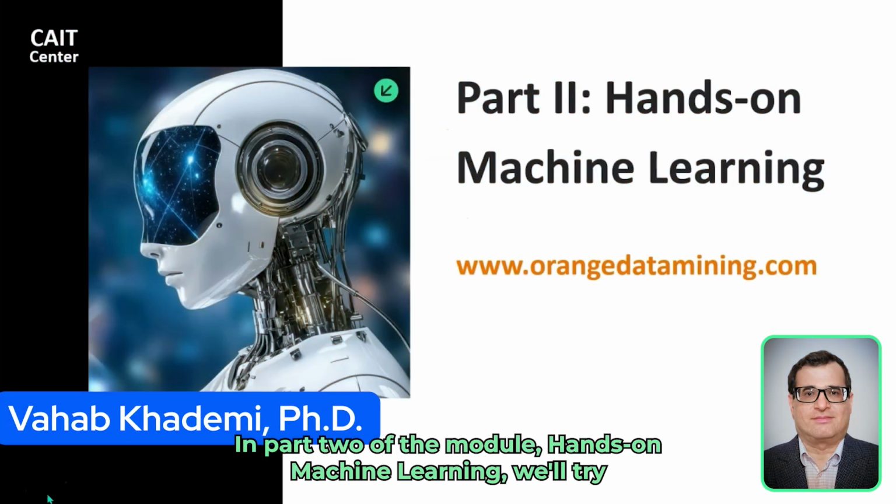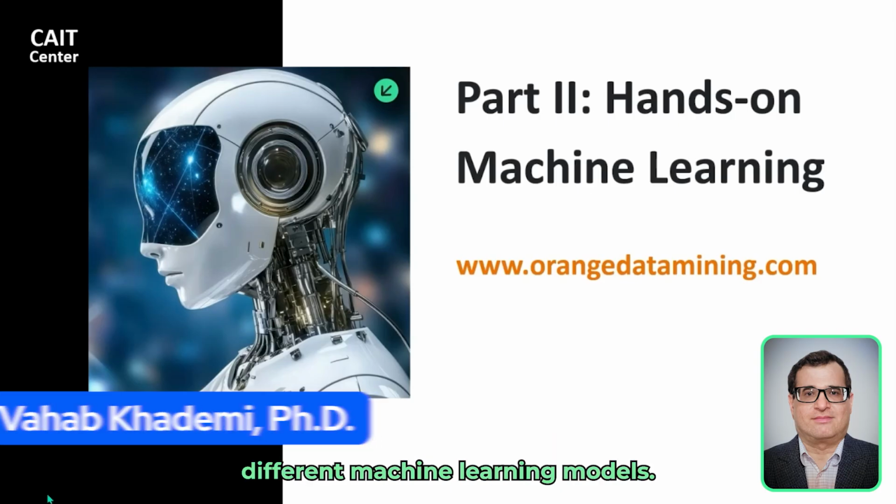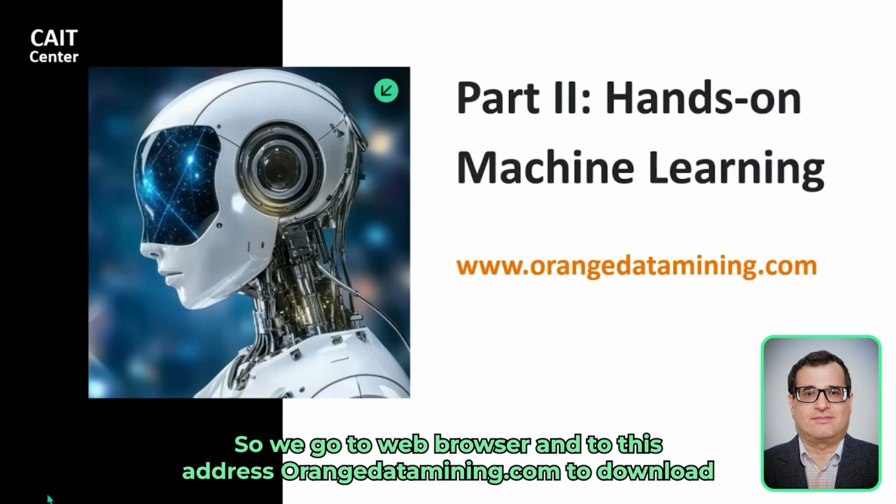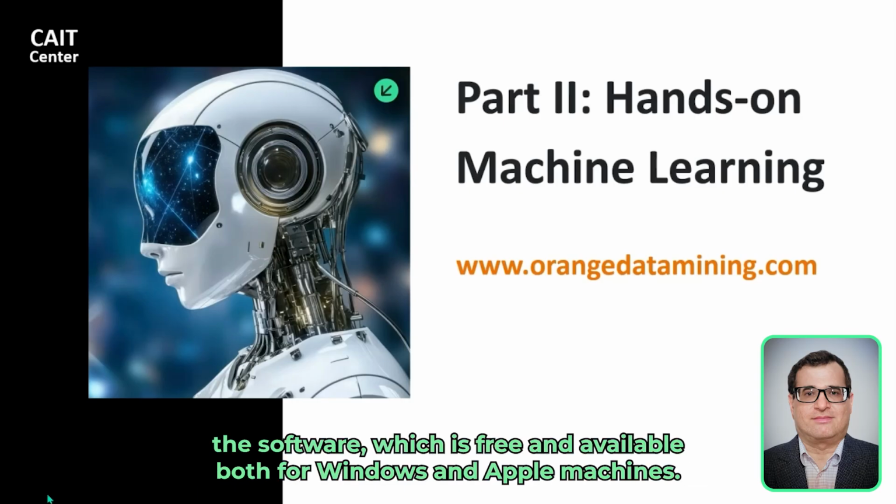In part 2 of the module, Hands-on Machine Learning, we will try different machine learning models. For that, we need to download the software called Orange Data Mining. So we go to a web browser and to this address, orangedatamining.com, to download the software, which is free and available both for Windows and Apple machines.